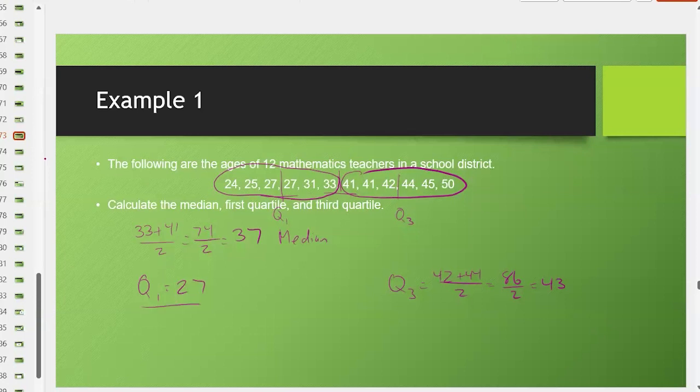And so now we have the first quartile, right? So 25% of the data is below 27. 75% is above 27. We have the median where 50% is below and 50% is above. And then the third quartile where you have 75% below and 25% above.